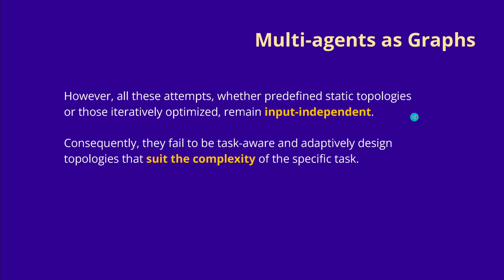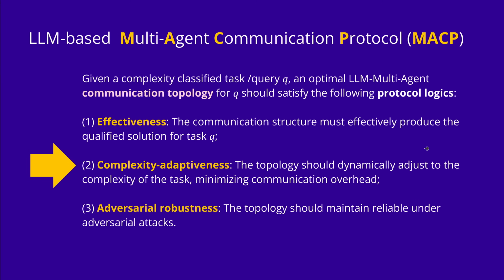So this is our goal, this is what we want to achieve. We want to build now a new system that is really input dependent on its complexity level. So first step, we just have to build an LLM-based multi-agent communication protocol. Beautiful. But we have 3 topics that we want to be integrated in the protocol logistics. We want to have an effective communication. So the communication structure must effectively produce the qualified solution for a very specific task with a very specific domain knowledge and a very specific complexity.